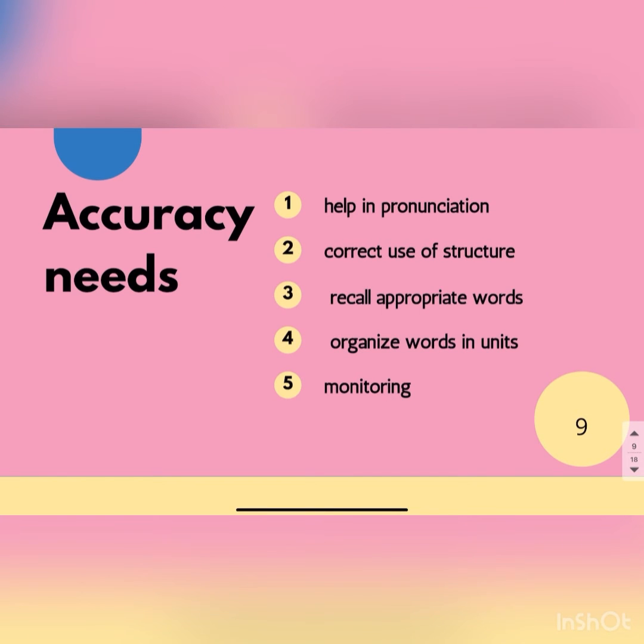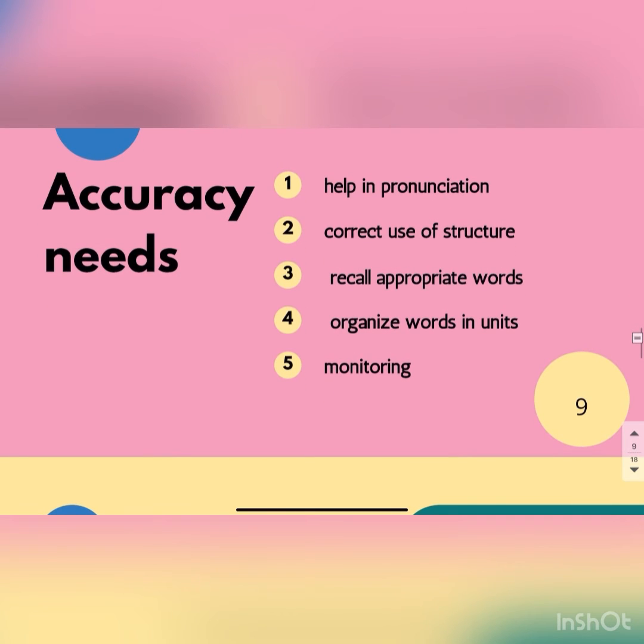Then we should help them to recall words they have learned before and help them to organize these words in units. And then we should monitor them. We should monitor the sounds and correct them if necessary. So this is the difference between fluency and accuracy, and we shouldn't neglect any one of them because each one integrates the other.